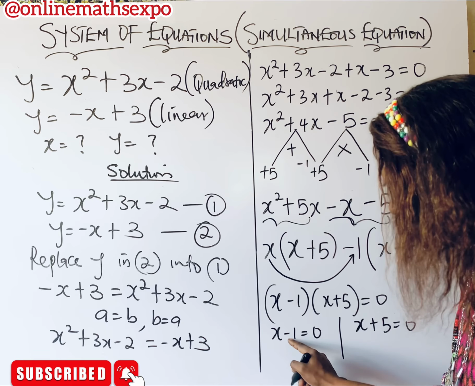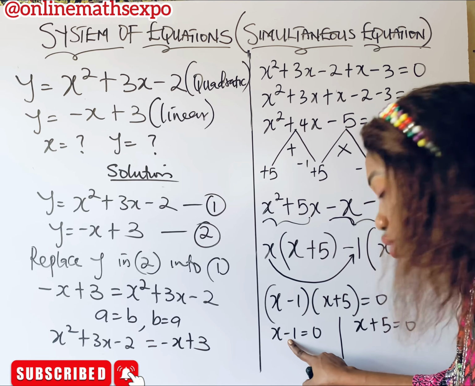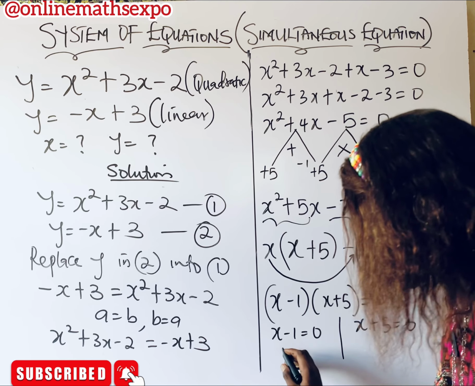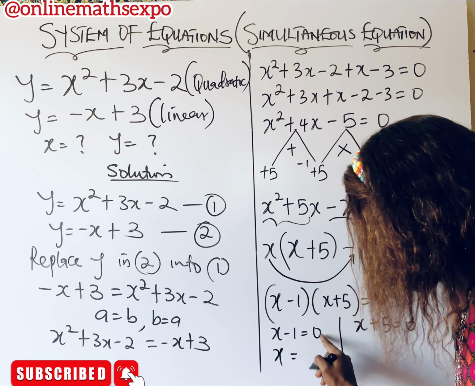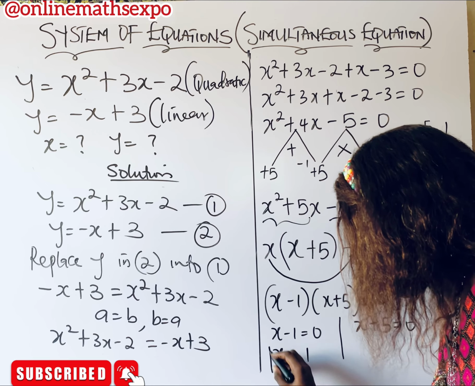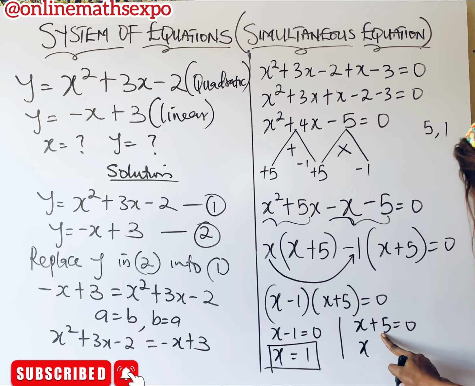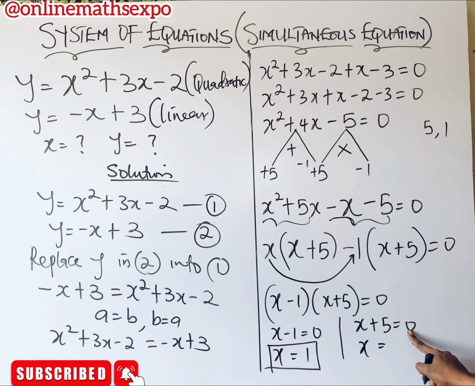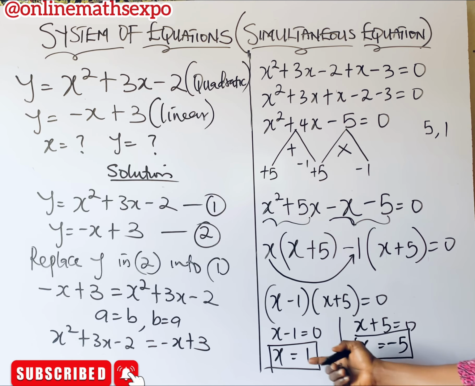So to get the value of x, you remove this, and that means you are going to add 1 to both sides. So if you add 1 here, it becomes what? 0. And this add 1 here becomes plus 1. So x will give us 1. Then if you do the same here, subtract 5 from both sides. If you subtract 5 here, it becomes 0. Subtract 5 from 0, it becomes negative 5. So you see the two values of x we've gotten.